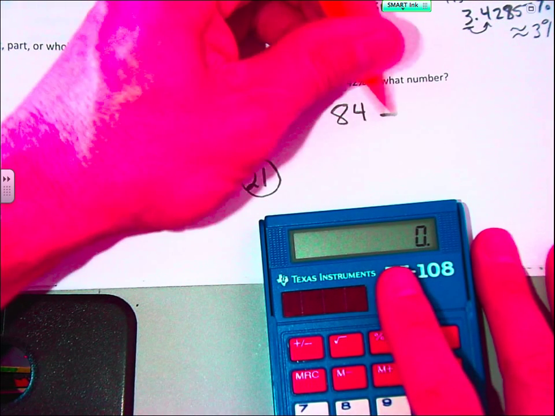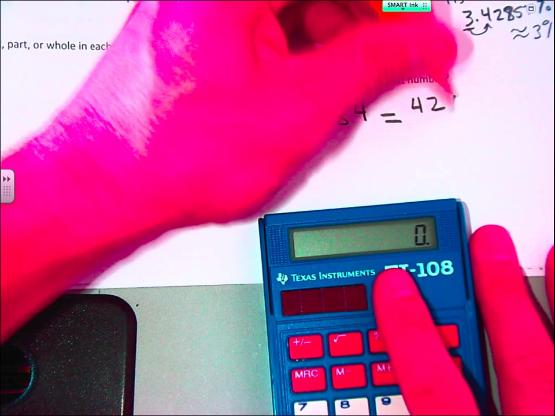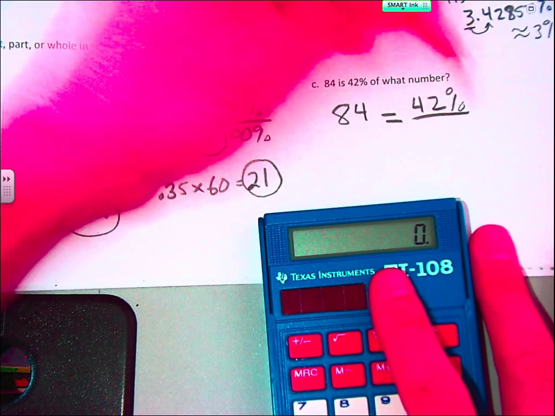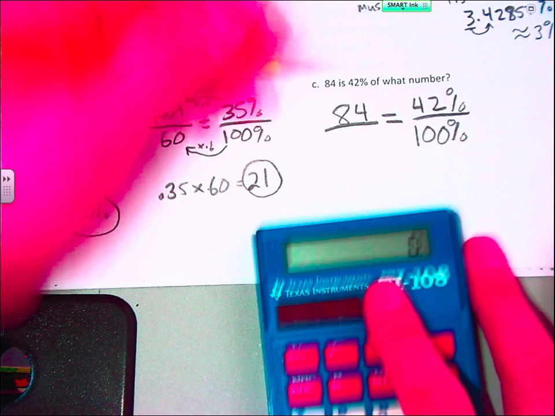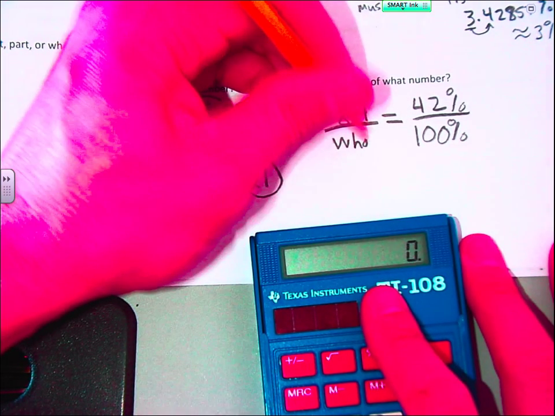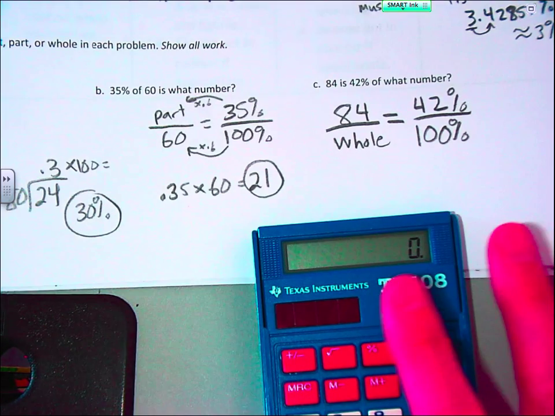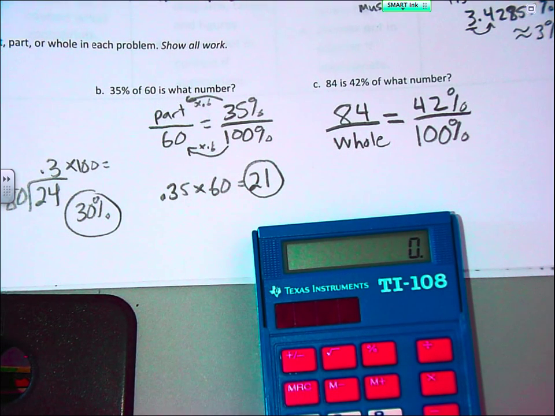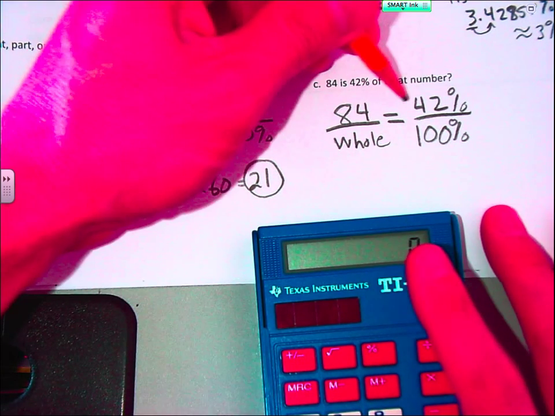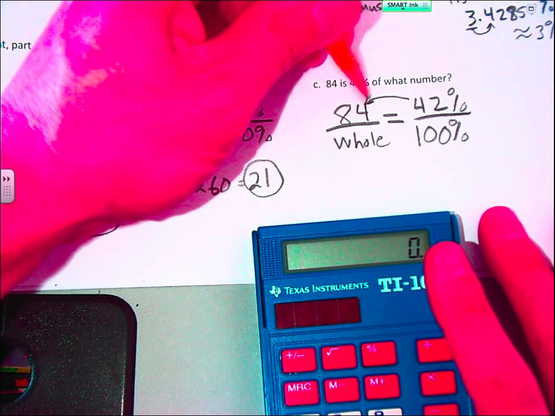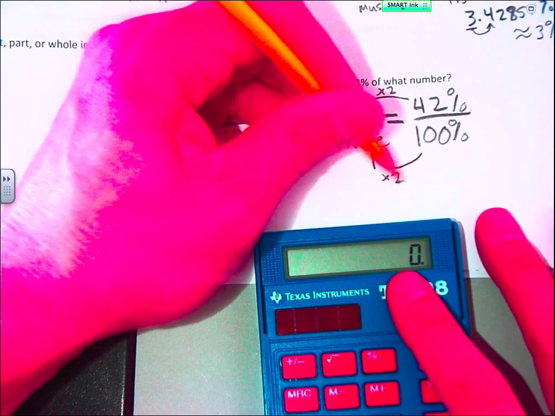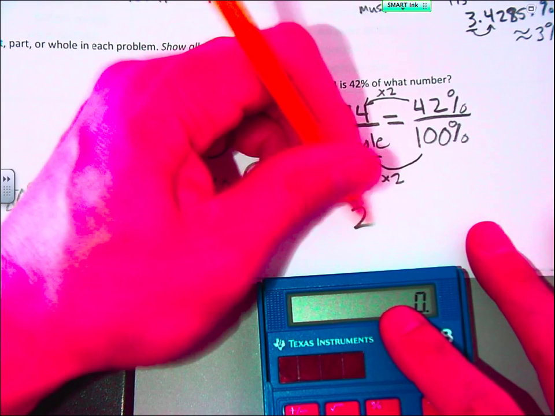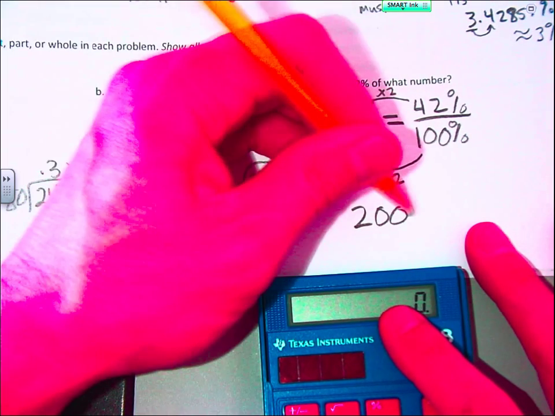84 is 42% of what number? I know the whole thing is going to be 100%. I know that what I'm missing is the whole. I'm paying attention to how these are worded. Watching the videos helps. Makes it a little bit easier. This one I would scale up because I noticed that 42 times 2 equals 84. 100 times 2 equals 200 would be the whole.